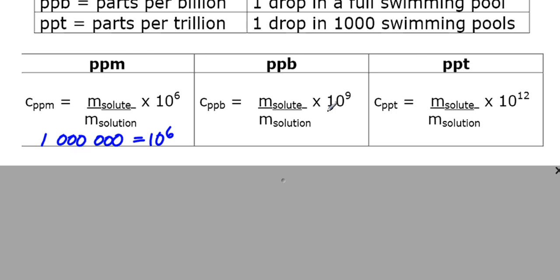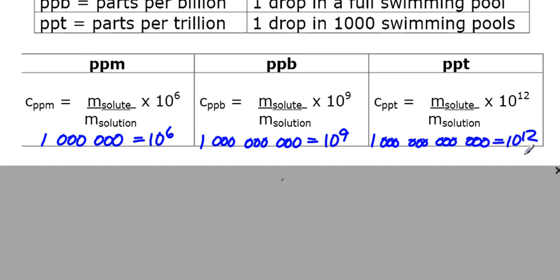Parts per billion is 10 to the power of 9. 10 to the power of 9, when we write it out, is a billion. And you get the idea here. 10 to the power of 12, lots of zeros, is a trillion. So that's why we're using those powers of 10 here to help represent the million, billion, and trillion component.